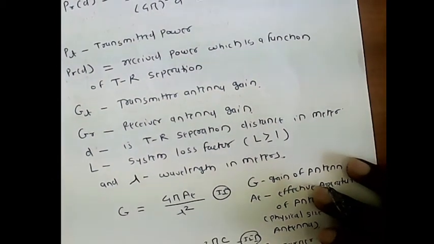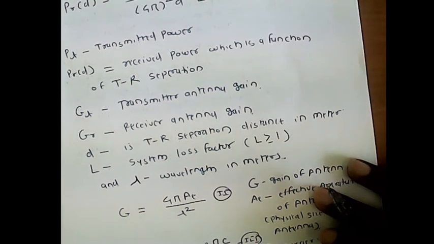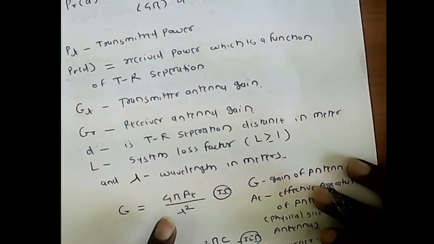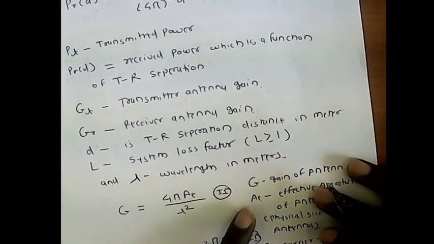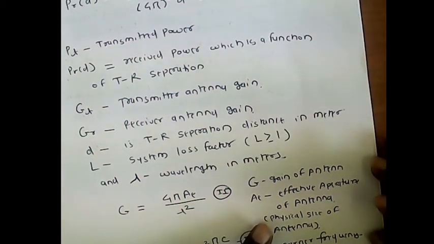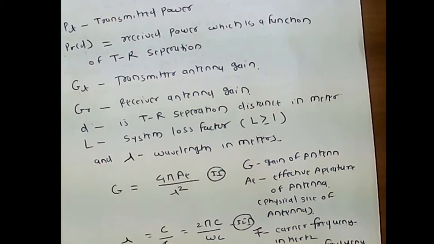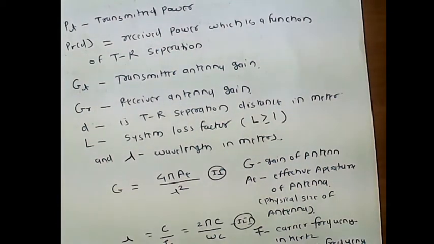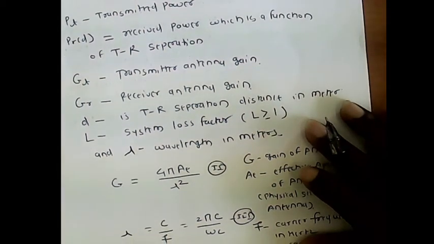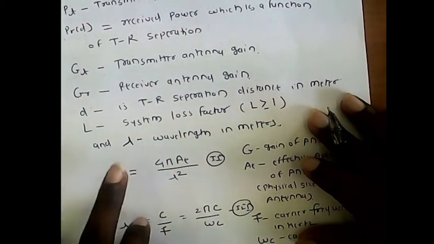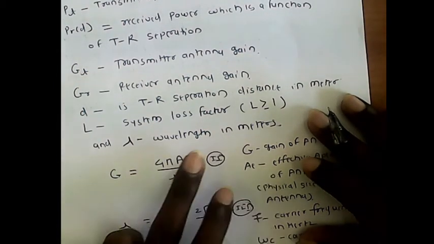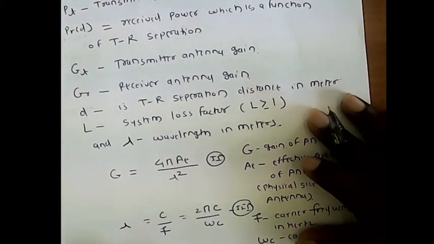Then the gain of an antenna can be given in terms of the effective aperture. So G is equal to 4 pi Ae divided by lambda squared, where G is the gain of the antenna and Ae is the effective aperture of the antenna, which is related to the physical size of the antenna. We also give the wavelength in terms of the frequency and velocity of light. Lambda is the wavelength in meters.